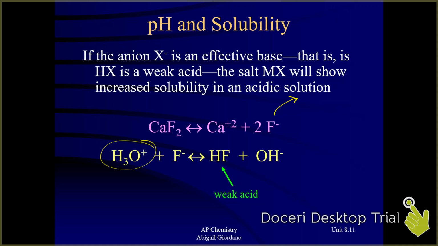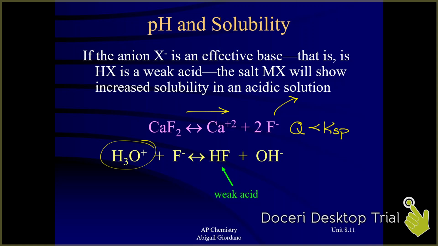Constantly removing F- is going to cause Q, because we won't be at equilibrium anymore, to be less than KSP, which is going to cause a shift in this direction. That means, guys, that calcium fluoride is an example of a salt that is more soluble in an acidic environment than it would be in pure water. Why? Because those fluoride ions are going to react with the excess hydronium.